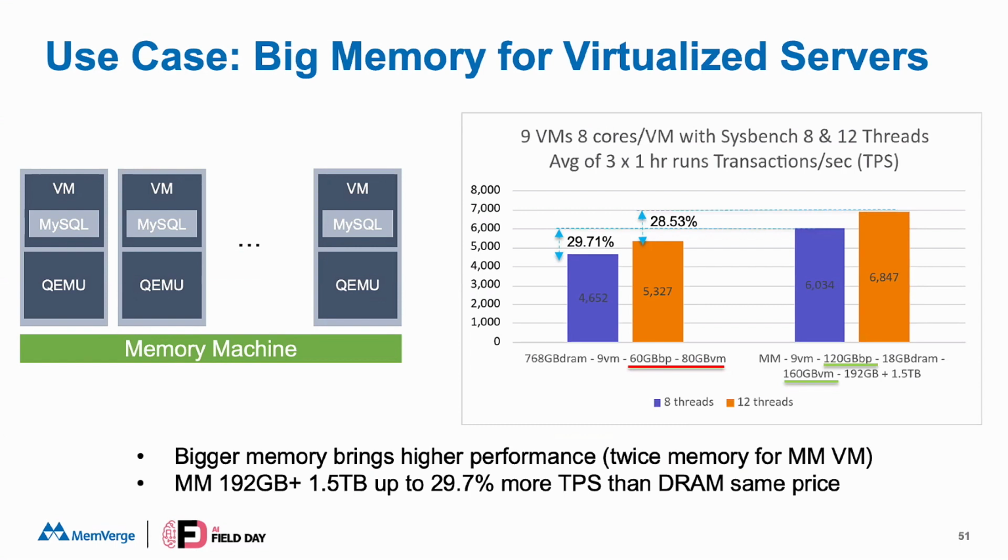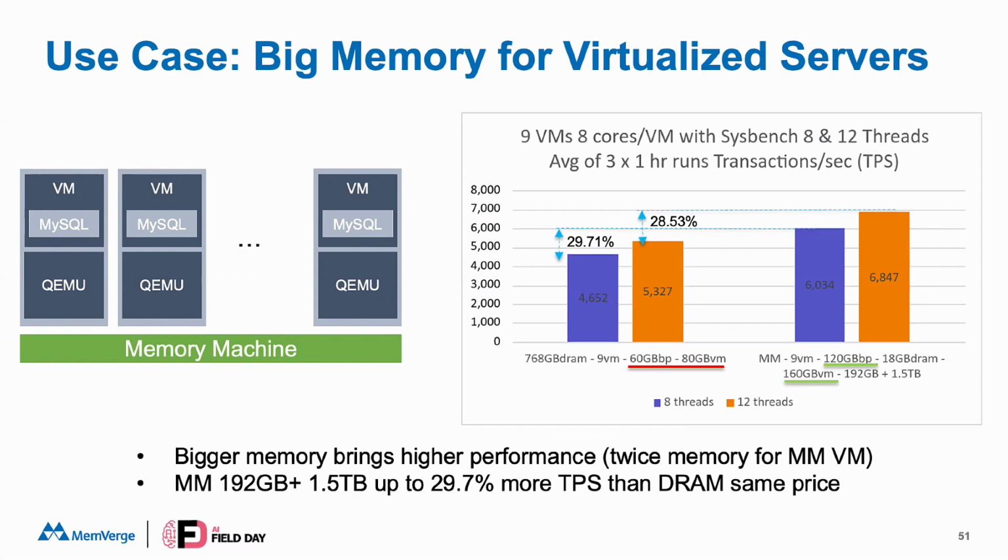You can see there are two colors here, blue and orange. These represent two testing configurations. One is using 8 threads per Sysbench, and the other is 12 threads per Sysbench.